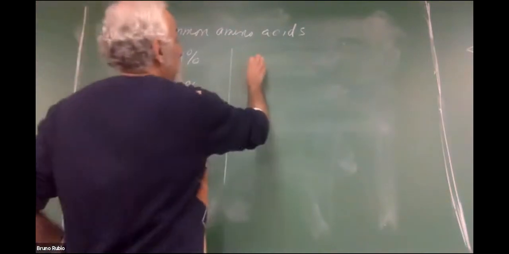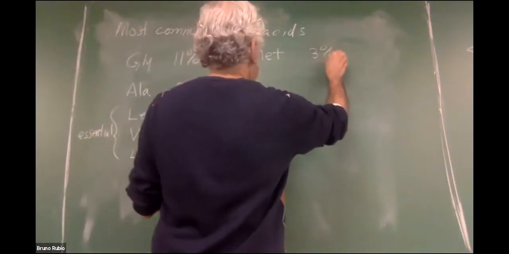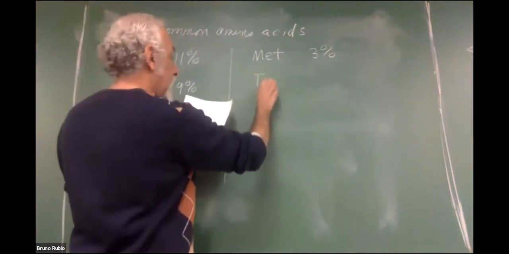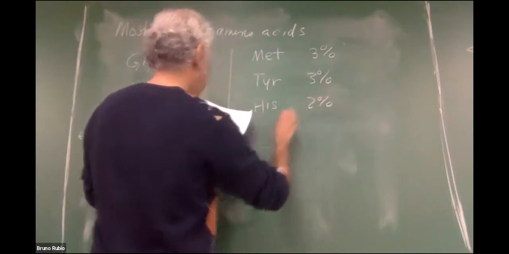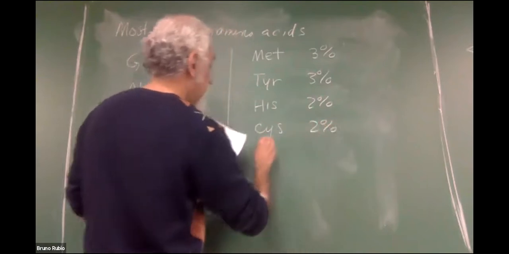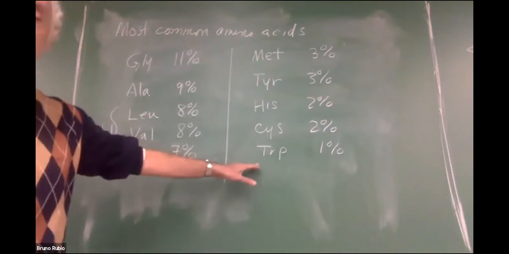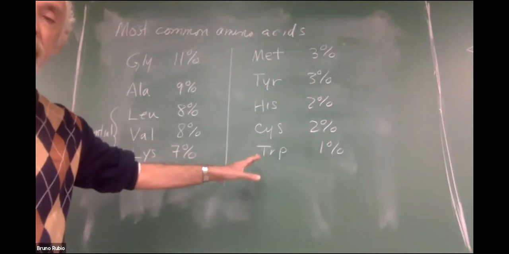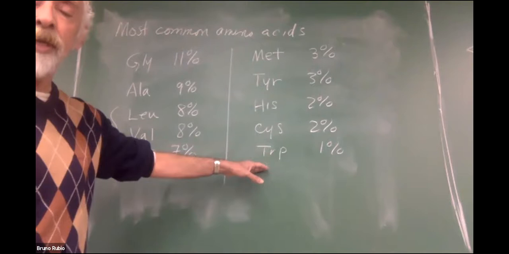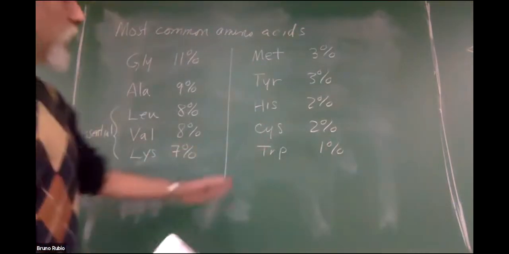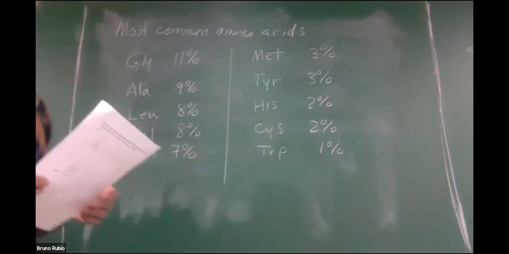Coming in at only 3% is methionine. Only 3% of protein is methionine, and then tyrosine, only 3% there. Histidine, 2%. Cysteine, also 2%, and the rarest amino acid in protein is tryptophan. You've probably heard of tryptophan, in connection with the sleepiness that is provoked by the Thanksgiving meal. Many people have heard of tryptophan, TRP. That's an amino acid. Only 1% of protein is composed of tryptophan.